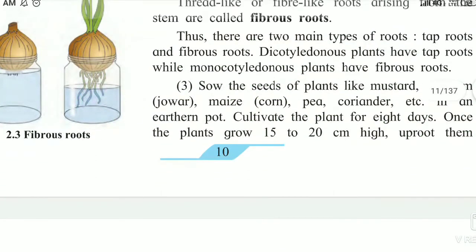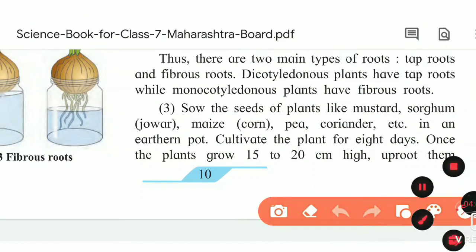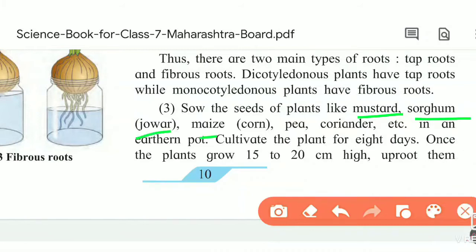Now next, again they gave an activity. Sow seeds of plants like mustard, sorghum (jowar), maize like corn, pea, coriander, etc. in an earthen pot and cultivate the plant for 8 days.